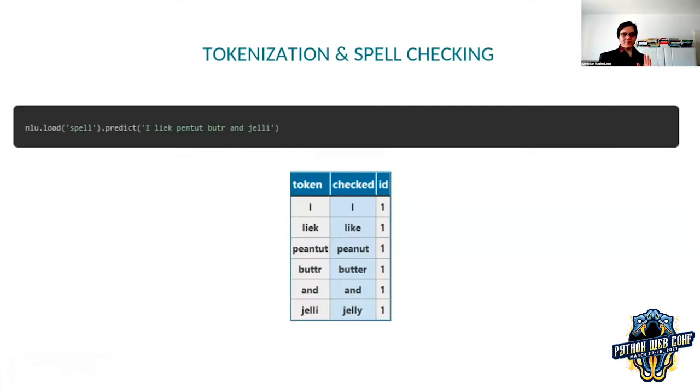So you can just swap the emotion for spell, and now you have a spell checker. And then you say .predict, I like peanut butter and jelly, and you get the tokenized table in this case, but you can also say I want one table. And for every token, you get a spell-checked version. And so like or butter or jelly is spell-checked correctly.